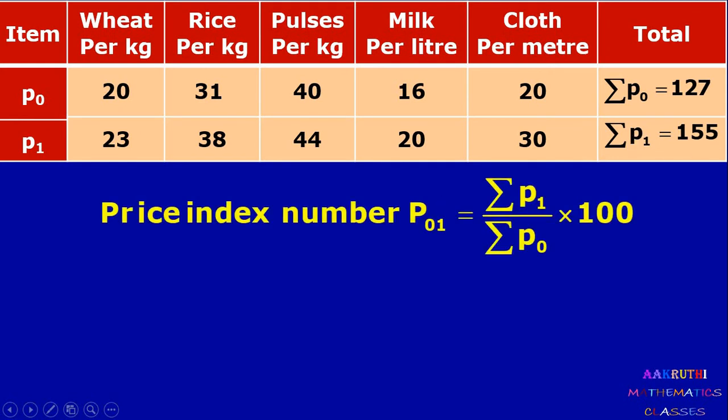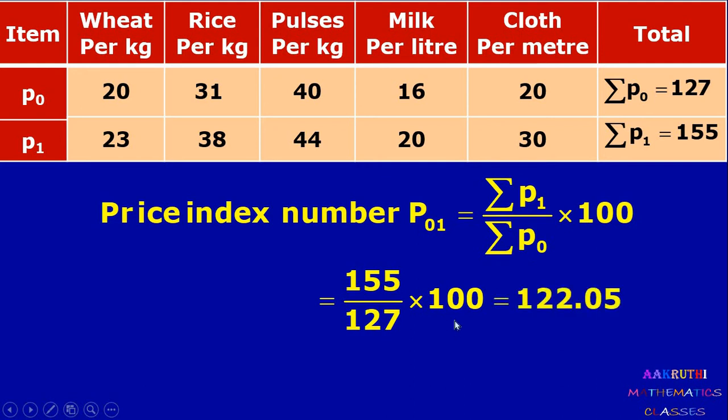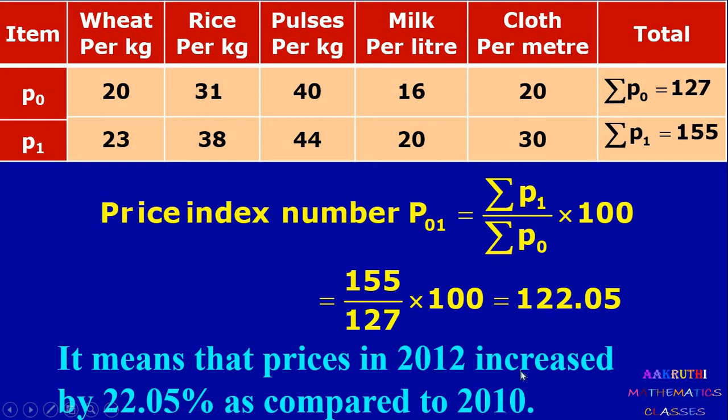Now the formula is P01 equal to summation of P1 divided by summation of P0 into 100. Here summation of P1 is 155 and summation of P0 is 127, into 100. It is 155 divided by 127 into 100. So the answer is 122.05. Therefore, the price index number is 122.05. It means that prices in 2012 increased by 22.05% as compared to 2010. The index number in the year 2012 is 122.05, which implies an increase in prices of 22.05% compared to 2010.